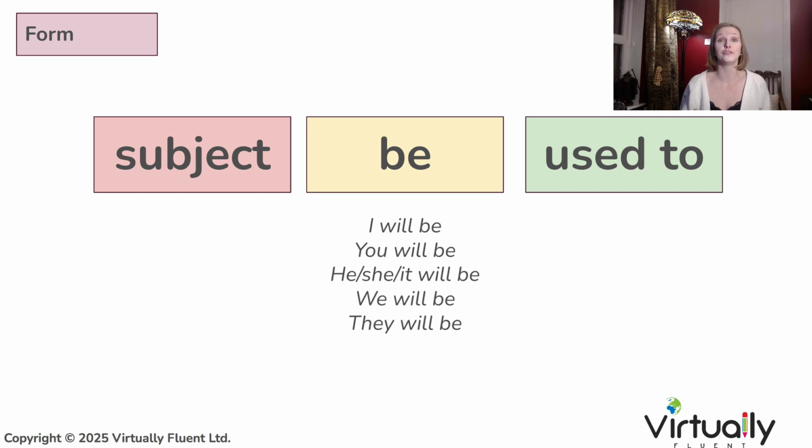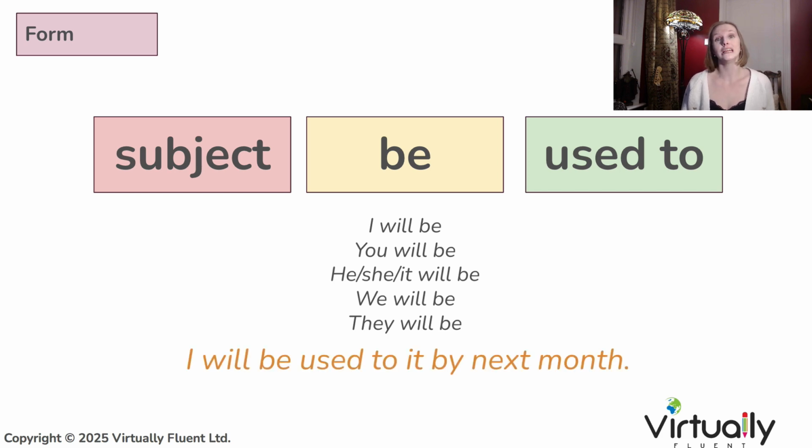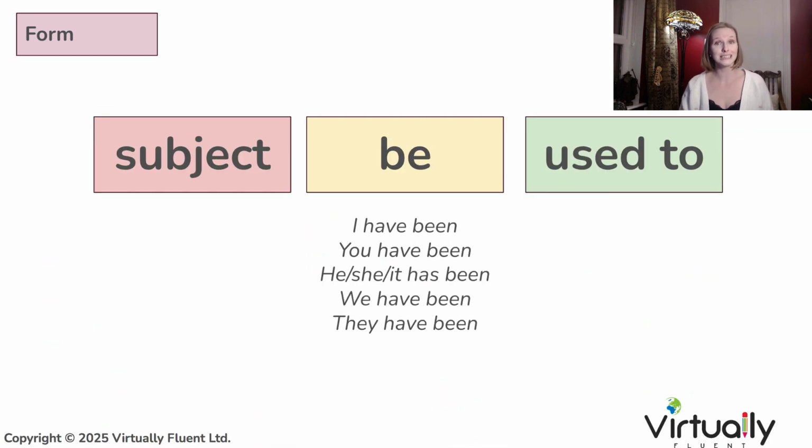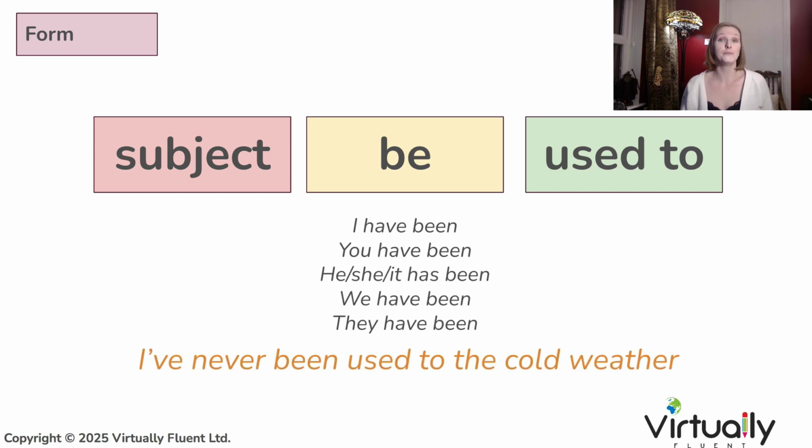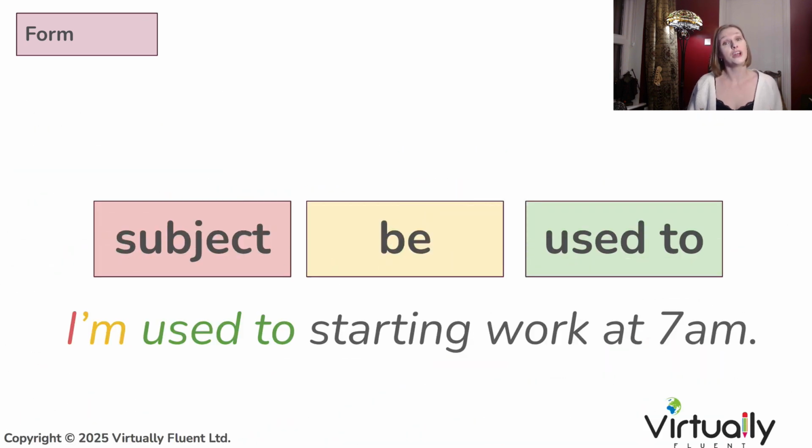You may see the verb to be being used in any other tenses. For example, the future will form. I will be used to it by next month. Or for example, in the present perfect tense with have, has been. For example, I've never been used to this cold weather. However, as I said, the present simple and the past simple tenses are the most common uses of this particular structure. So we already know we have the subject and then the verb to be and then this used to fixed part of the phrase.